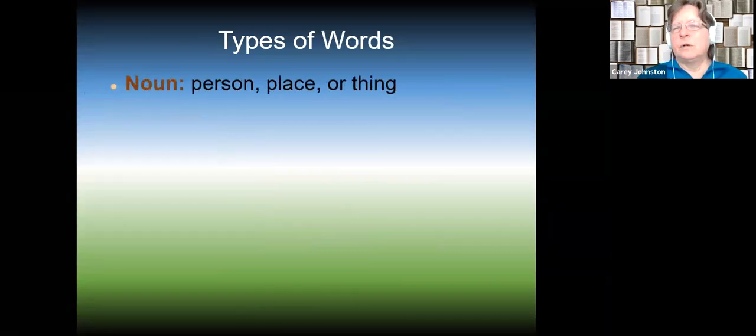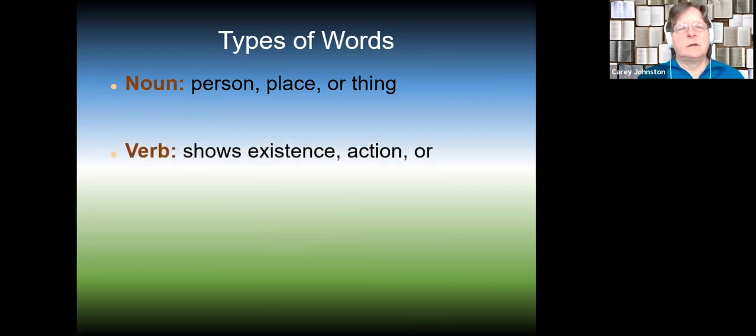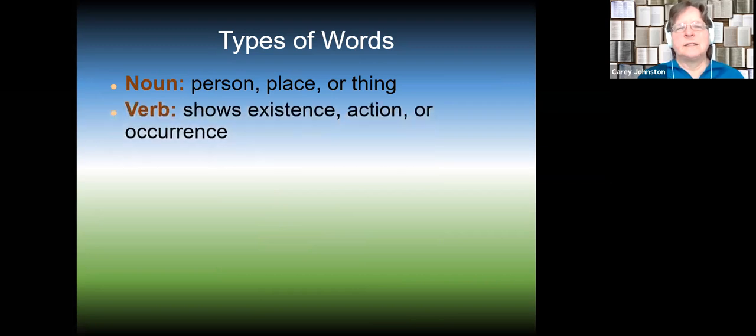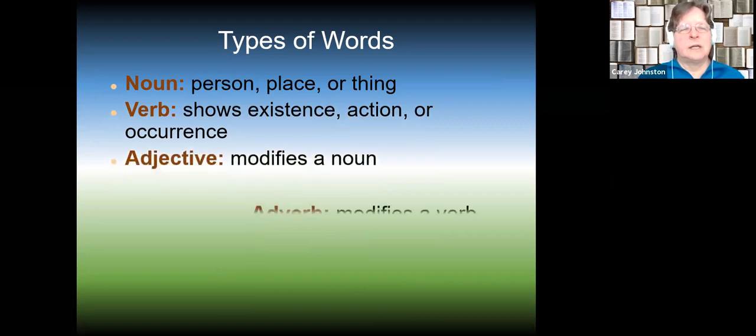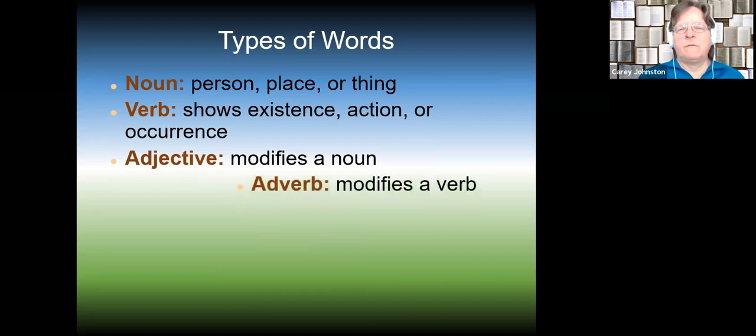So our types of words: we have a noun, a person, place, or thing. We have a verb that shows the existence, action, or occurrence of something. We have adjectives, which modify a noun, and adverbs, which modify a verb.